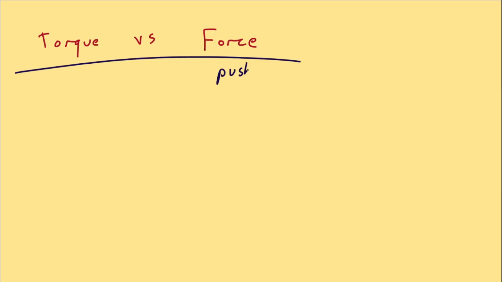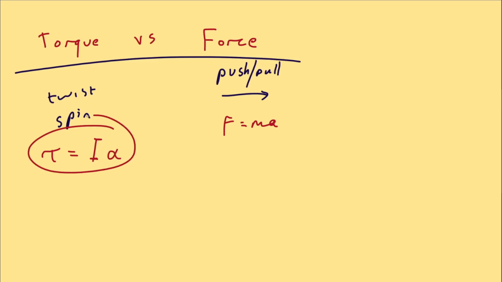What's the difference between torque and force? Let's look at it. A force is a push or a pull in a straight line. Torque is kind of the same thing, but torque is a twist, or something that causes spin. Newton's second law, F equals ma, says that force causes linear acceleration. There's a rotational version of Newton's second law, which is that torque causes angular acceleration. And this is actually something we'll be looking at in one of the following videos.